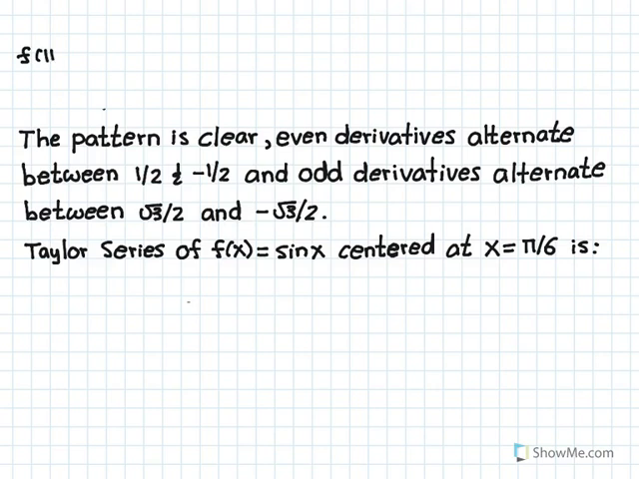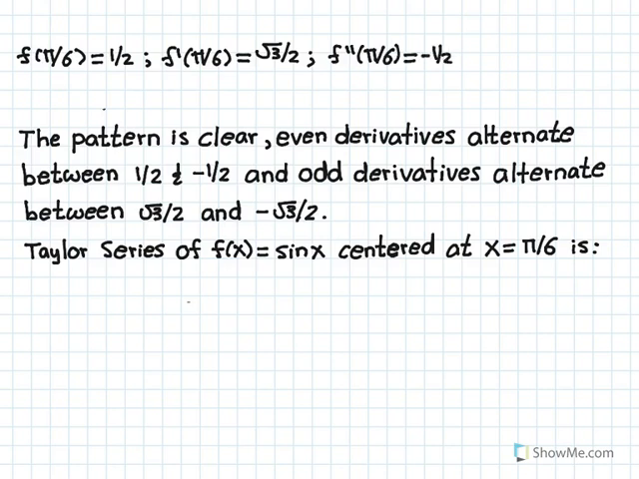F of pi over 6 is equal to 1/2. F prime of pi over 6 is equal to root 3 divided by 2. F double prime of pi over 6 is equal to negative 1/2. F triple prime of pi over 6, the third derivative, is equal to minus root 3 over 2. The fourth derivative, f4 of pi over 6, is equal to 1/2, and so on.